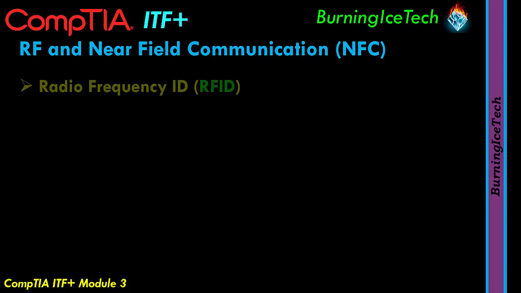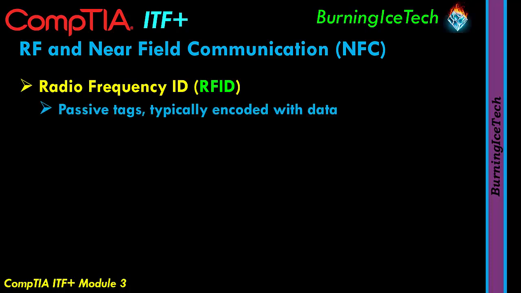Now, starting with RF, that is short for radio frequency. To give you a couple of examples of where we might use this, there could be passive tags. Typically, they are encoded with data. So if you've got some sort of tag that you tap or swipe somewhere that allows you to open a door or a gate or a boom gate of some kind, well, that could be an example.